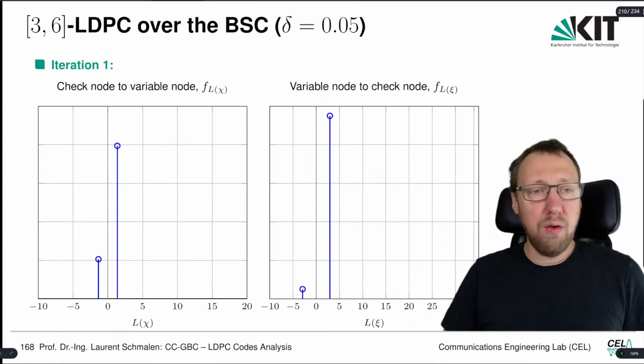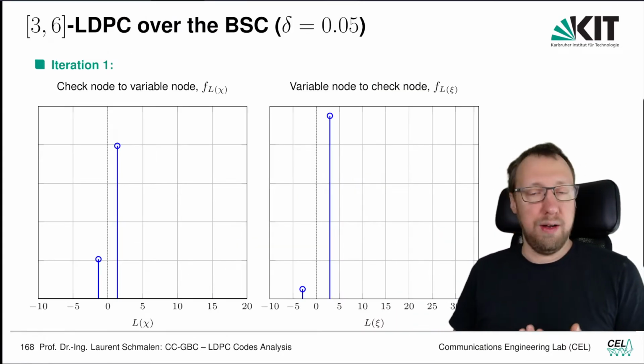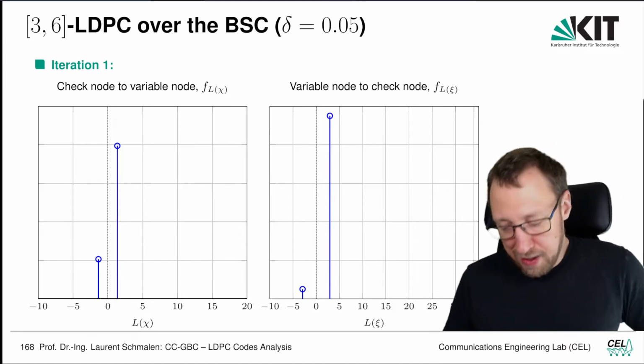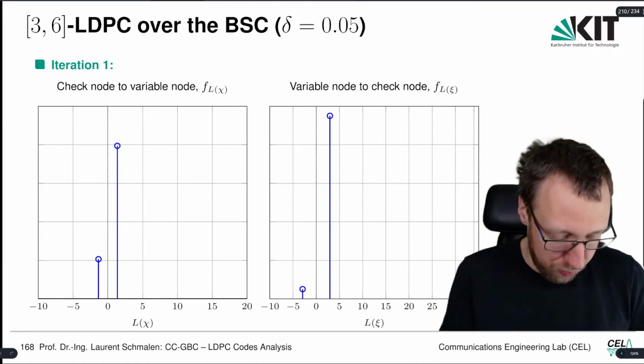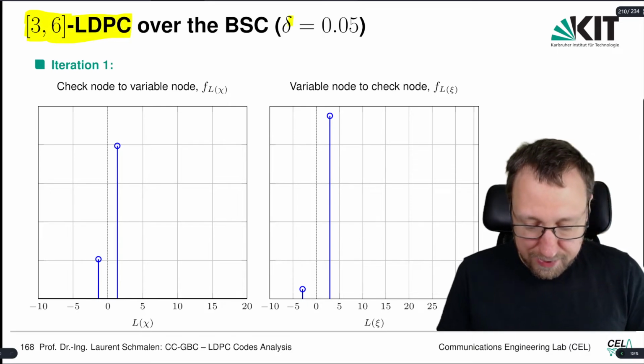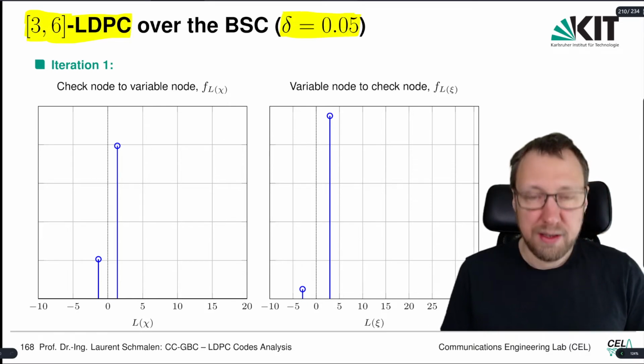Okay, so now this goes into the decoder. So what happens in the decoder? We start with an example and we look at a regular (3,6) LDPC code, and delta is equal to 0.05.